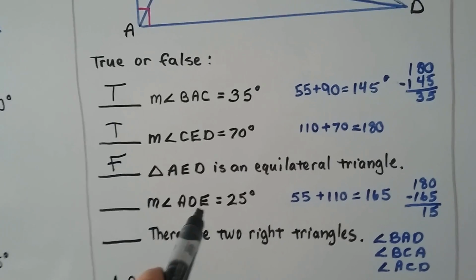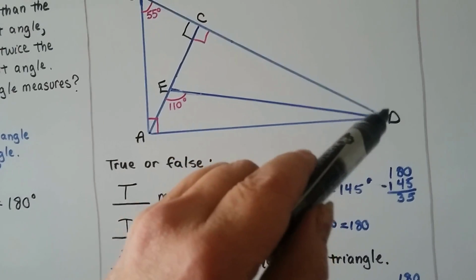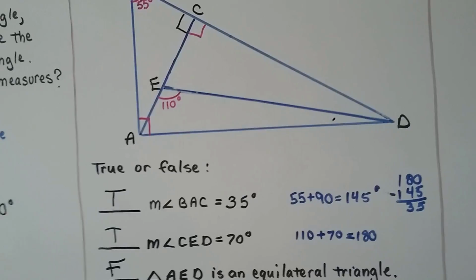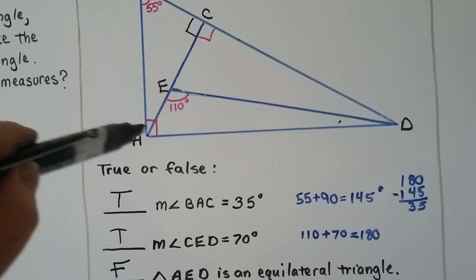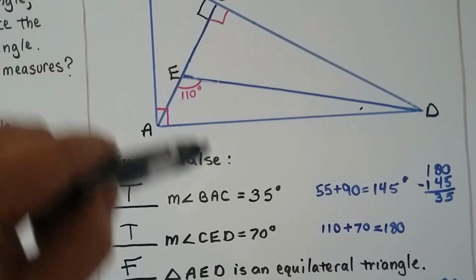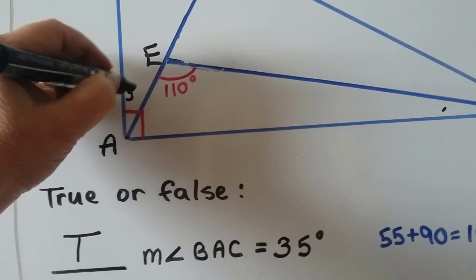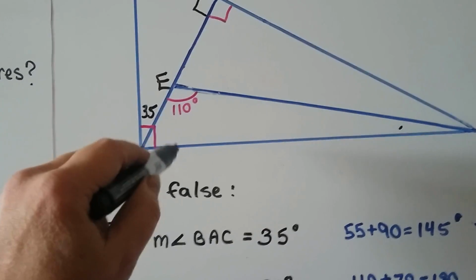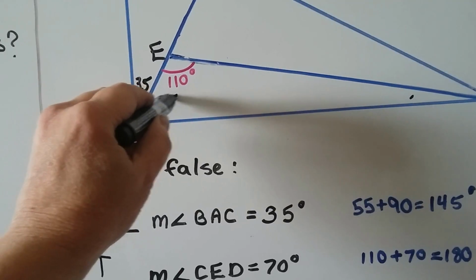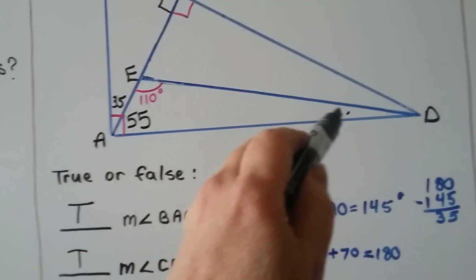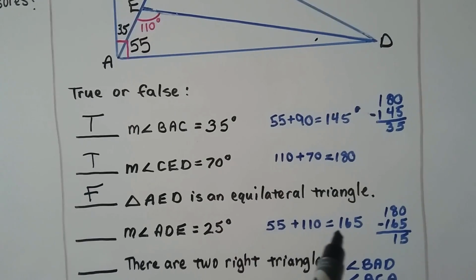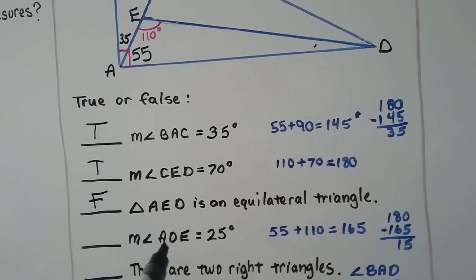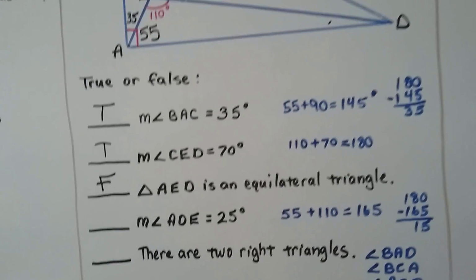It says the measure of ADE is 25 degrees. ADE. Is this one 25 degrees right here? It's talking about that angle right there. Is that 25 degrees? How can we find out? We know that's 110, and the BAC we found was 35 degrees, didn't we? We already did that work. Well, that's a right angle, isn't it? So what would this need to make this 90 degrees and be complementary? Wouldn't that have to be 55 on this side? So now we have 110 degrees and 55 degrees. That makes 165. When we do 180 degrees for a triangle minus the 165, we only get 15 degrees. So is the measure of angle ADE 25 degrees? No, that's false.